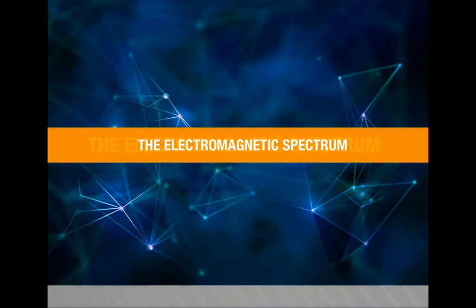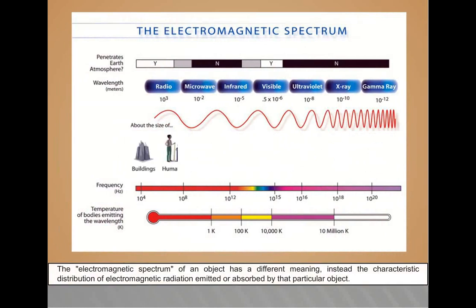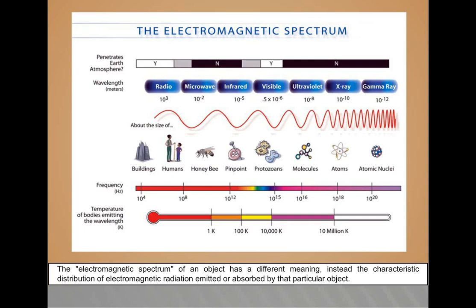The electromagnetic spectrum. In this video, we are going to see about the electromagnetic spectrum. The electromagnetic spectrum is the range of all possible frequencies of electromagnetic radiation. The electromagnetic spectrum of an object has a different meaning. Instead, it is the characteristic distribution of electromagnetic radiation emitted or absorbed by that particular object.